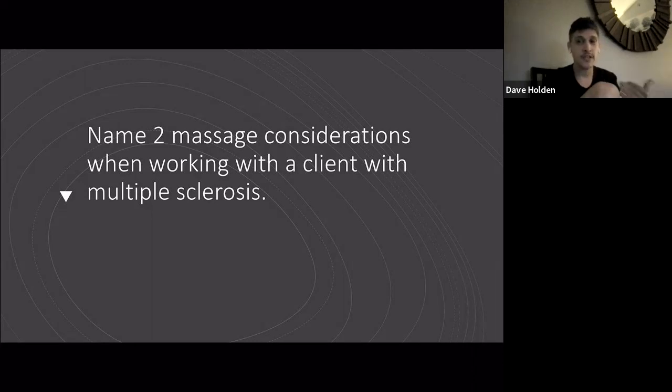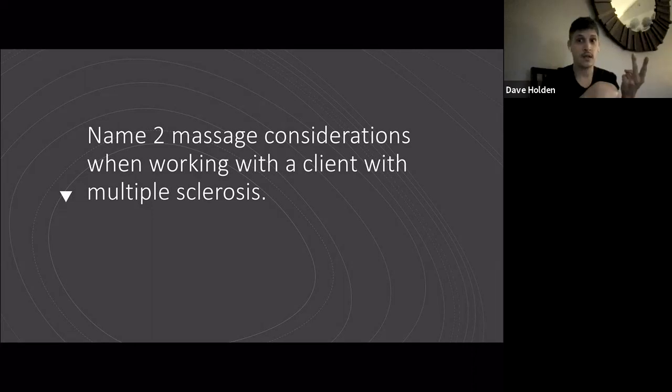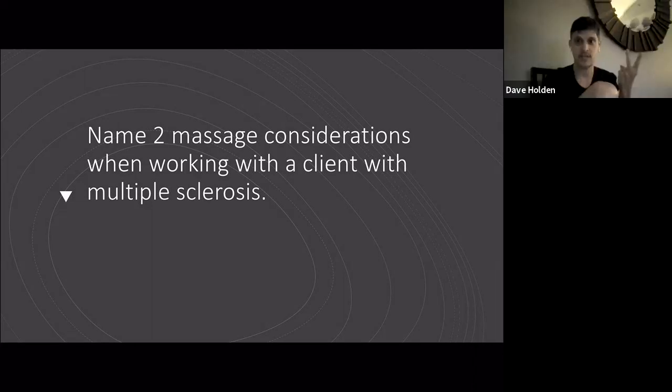All right, so we've got degeneration in a nerve, which can lead to numbness and tingling and muscle weakness. So if they have numbness, what do we need to be aware of? They have a loss of sensation, so we don't want to go too deep. And be careful with temperature. Very good. Loss of sensation, so be careful with pressure and be careful with temperature.